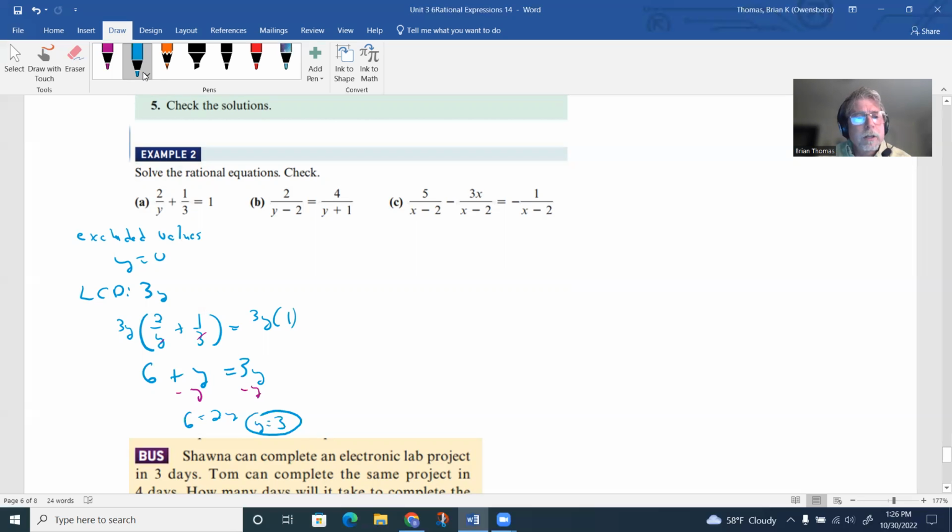So if we look at part B, what are my excluded values? That's what's going to make the denominator equal to 0. So notice how you should see y equals 2, y equals -1. That should be my 2 excluded values. The next thing is, I'm going to go ahead and rewrite the whole problem: 2 over y minus 2 equals 4 over y plus 1.